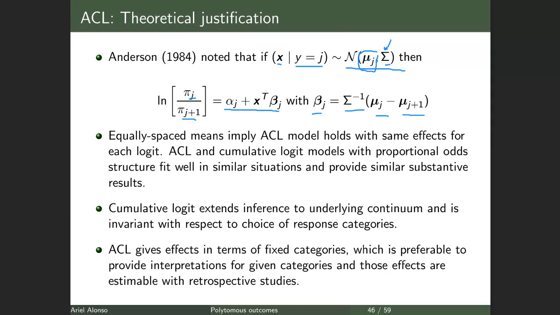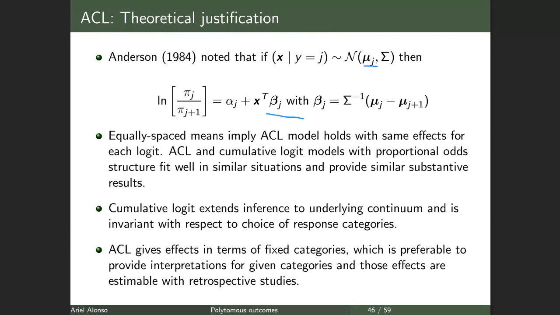This is a nice theoretical result because it shows that if the means are equally spaced, so mu j minus mu j plus 1 is a constant that doesn't depend on j, then the beta j's are the same for all values of j, so the ACL model holds. So if you have equally spaced means, then the proportional odds assumption for the ACL model is valid.